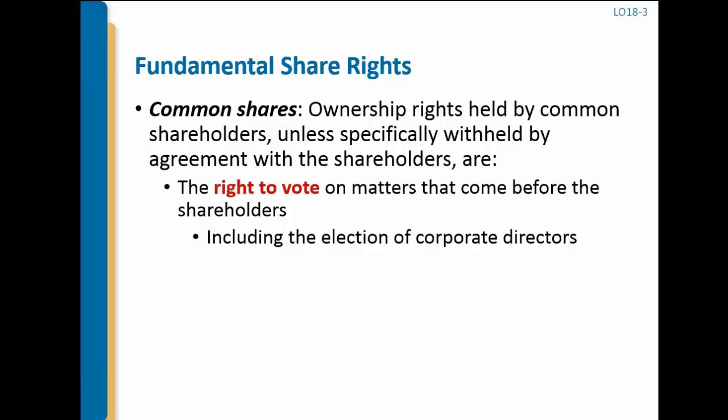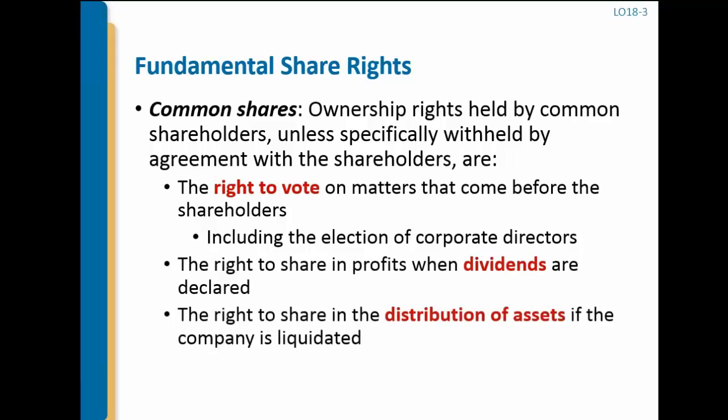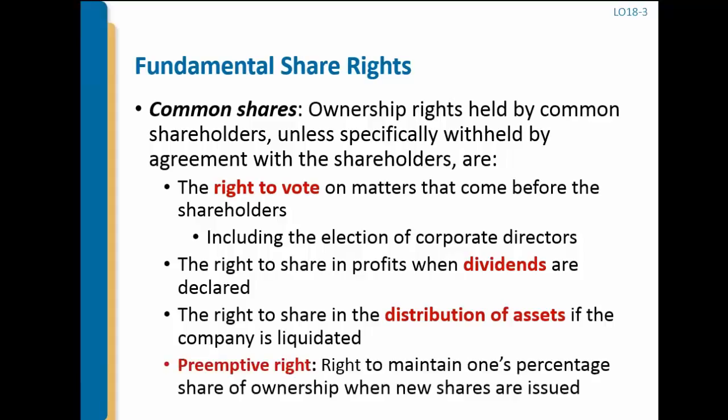But in general, common stockholders have the right to vote. The right to vote primarily means that they're voting for the board of directors, and the board of directors are there to follow the guidance of the shareholders in terms of leading the corporation. So: voting for the corporate directors, the right to share profits when dividends are declared, and the right to share in the distribution of assets if the company is liquidated. Preemptive right is the right to maintain one's percentage of ownership when new shares are issued.